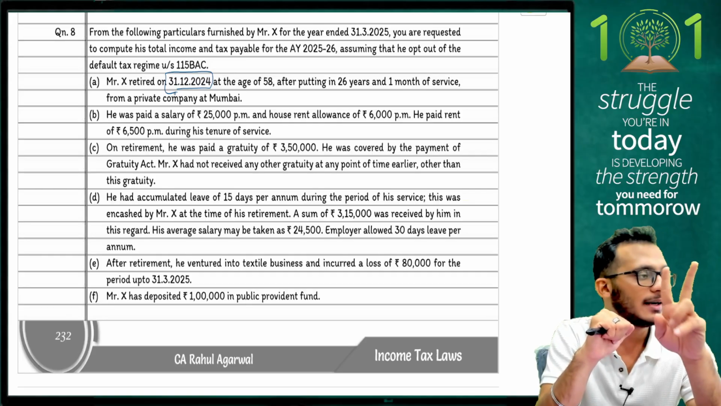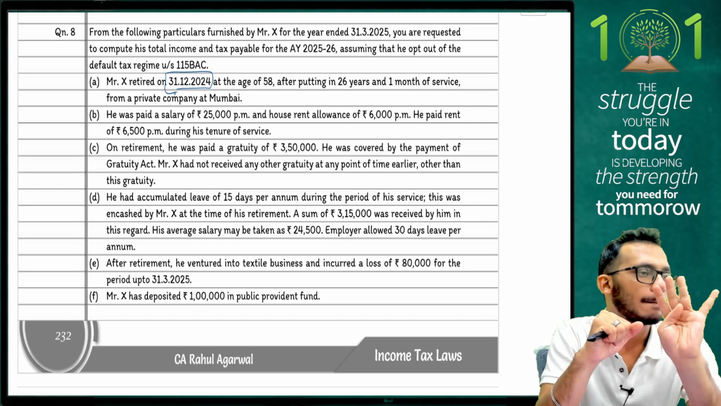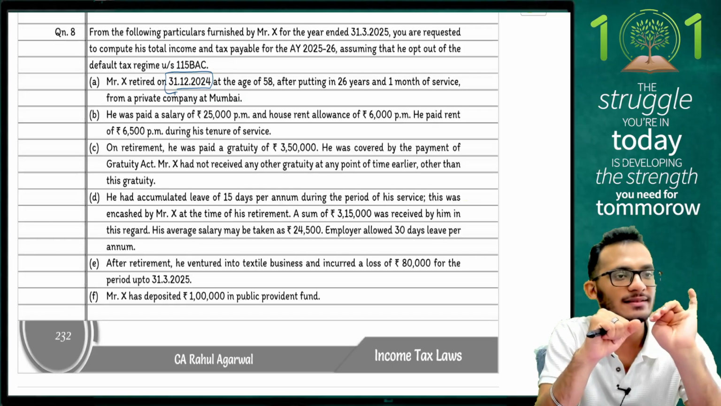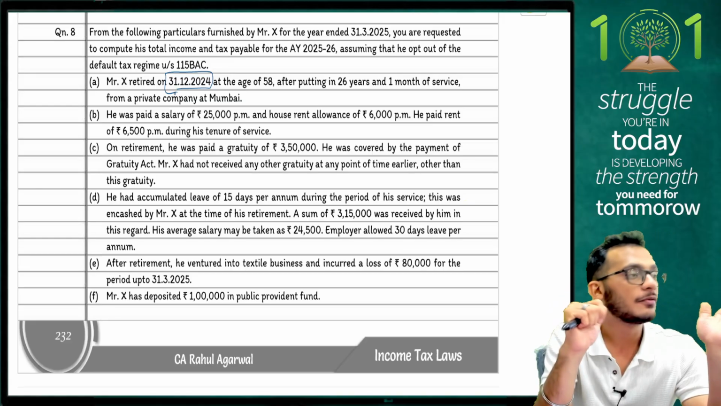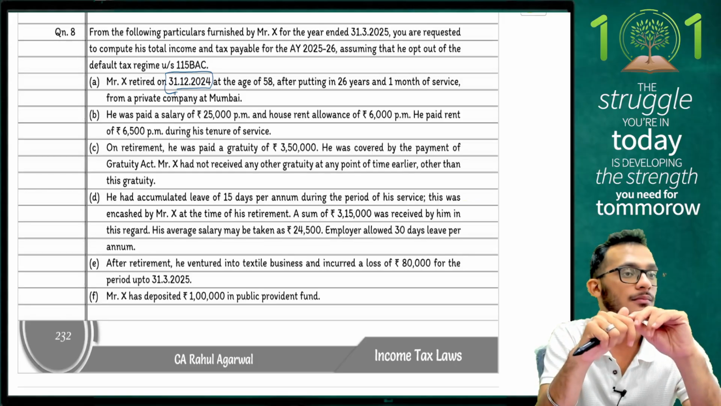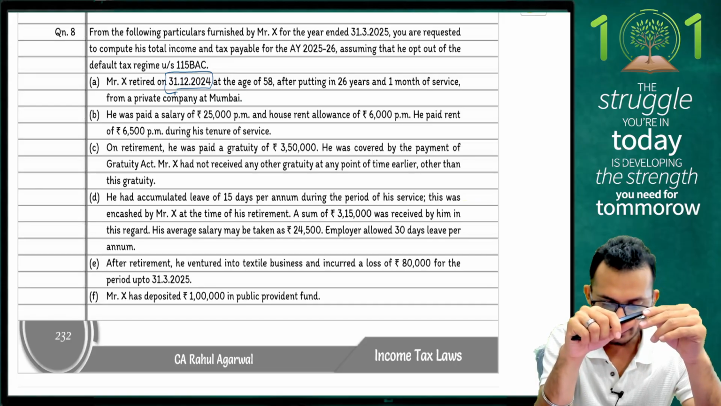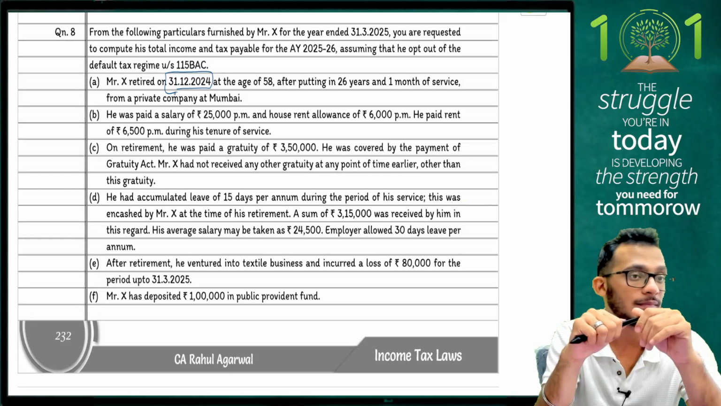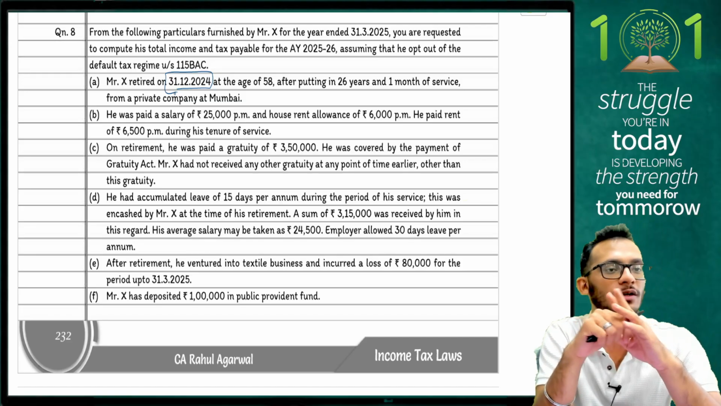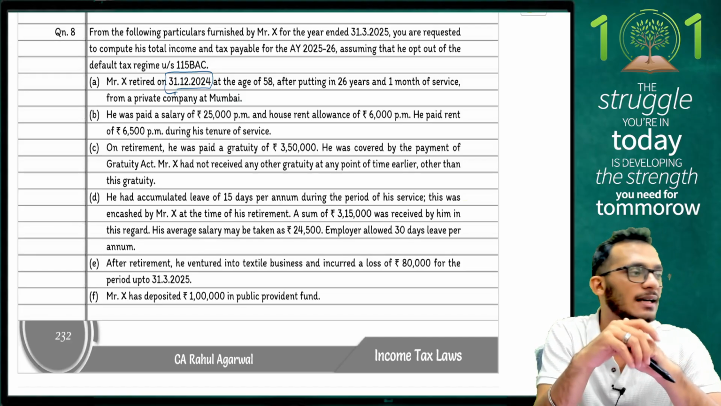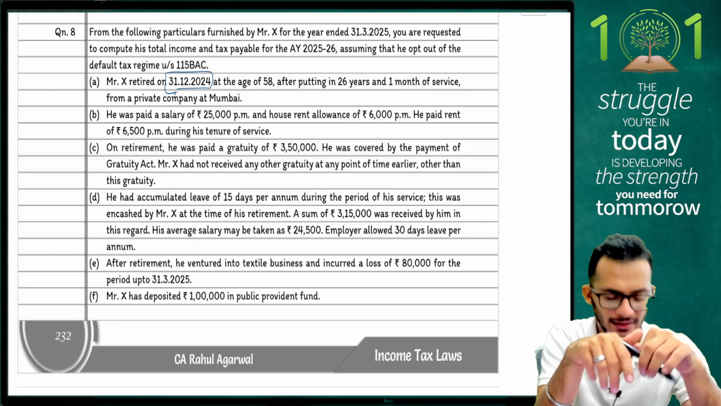Actual 25 lakhs. Average salary of the last 10 months. Leave unutilized into average salary per month. The question told you the average salary. Leave unutilized is given to you as 15 days for every year, which means 15 into 26 years. So it is 15 into 26 by 30, which will give you the total leave unutilized. Multiplied with the average salary of 24,500, you'll get the leave credit balance.